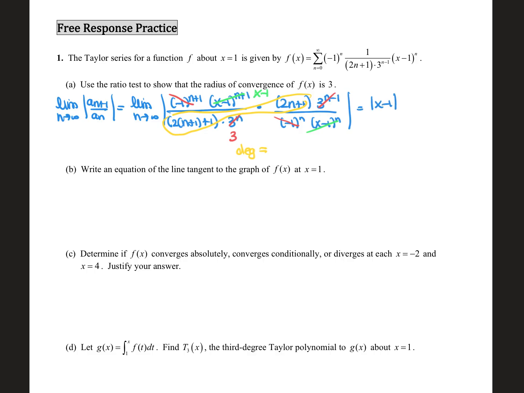Since the degrees are equal, it's the ratio of the leading coefficients. On the top, we have x minus 1. On the bottom, we have 3. This is the ratio test. For this to converge, it needs to be less than 1. So x minus c has got to be less than r. So r is equal to 3.